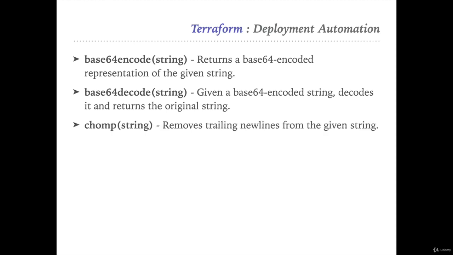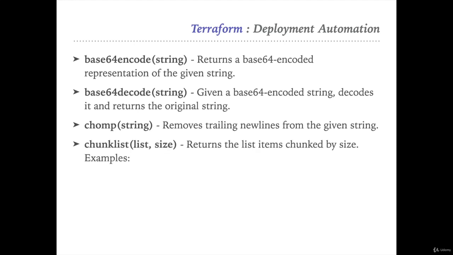The next function is chomp. It will accept a string, and it will remove all trailing newlines from the given string. If the string which we supply to this function has some trailing newlines, it will remove all of them from the given string.